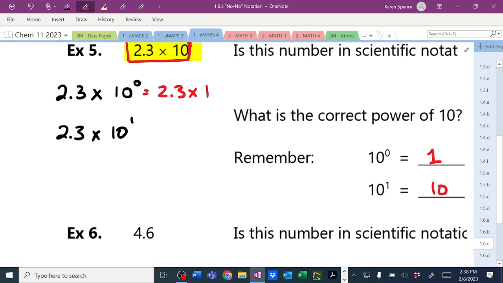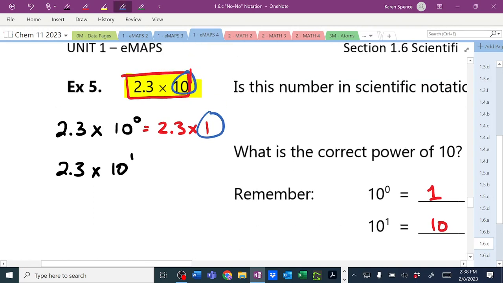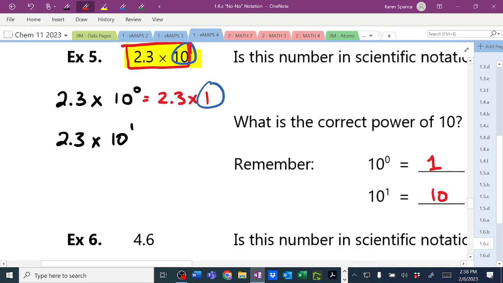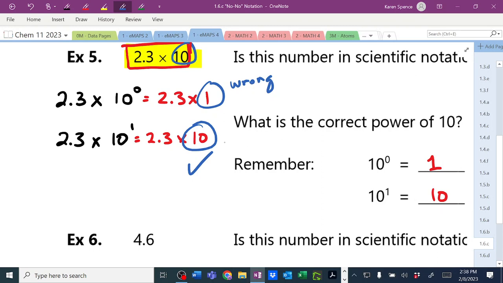No, because we have a 1 here, and up here we had a 10. 2.3 times 10 to the 1, though, because 10 to the 1 is 10, that's 2.3 times 10. Is that what we started with? Yes, it is. Okay, because we have a 10 there and we have a 10 there. So this one is wrong. This one is correct. Those can be a little tricky, so make sure you do think it through if you're not consistently getting them correct.